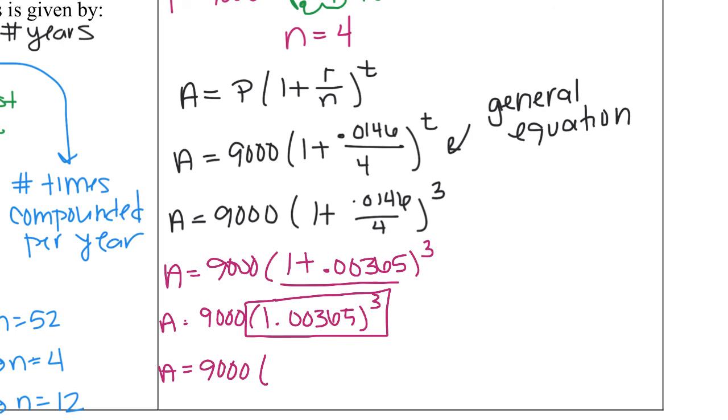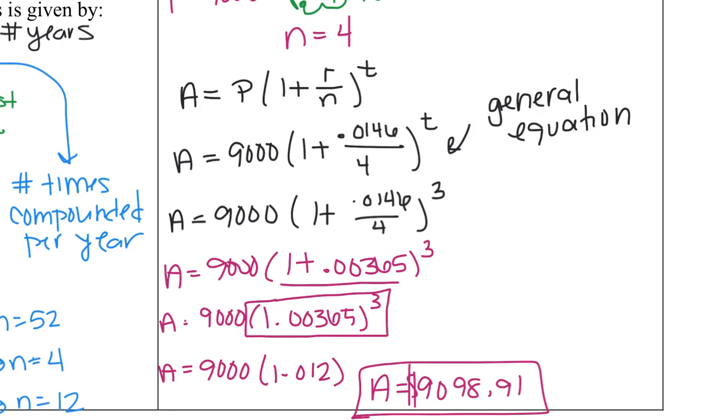So we get 9,000 times 1.012. And then finally I can multiply these together. So 9,000 times 1.012 is 9,098.91. So this is the amount of money in the account after 3 years with this interest rate and compounded quarterly.